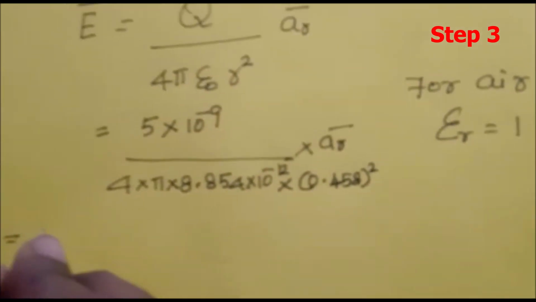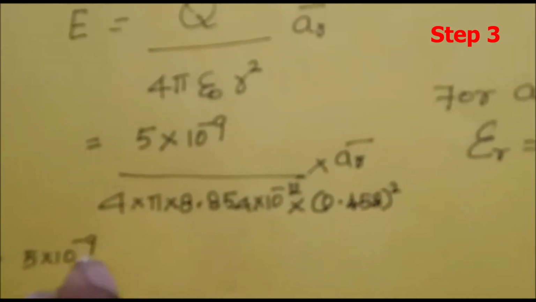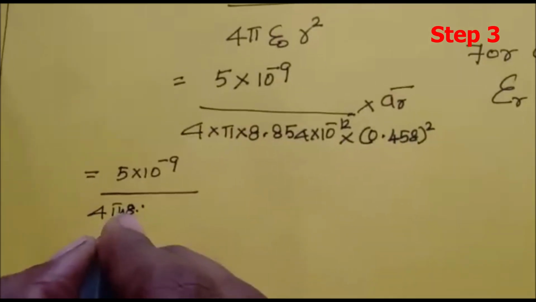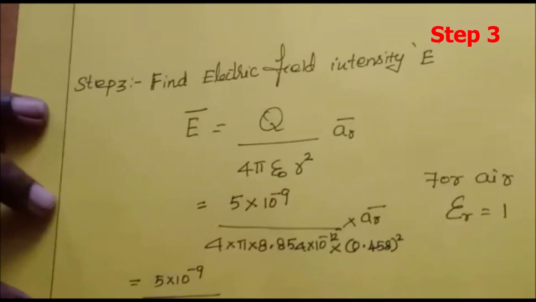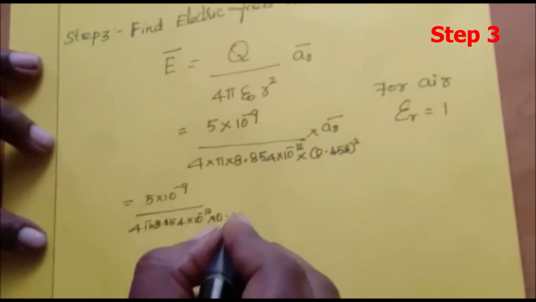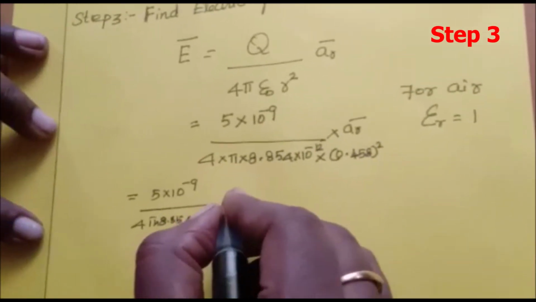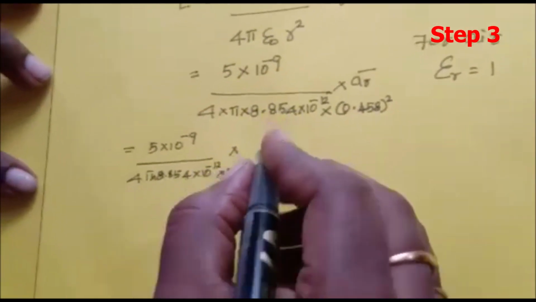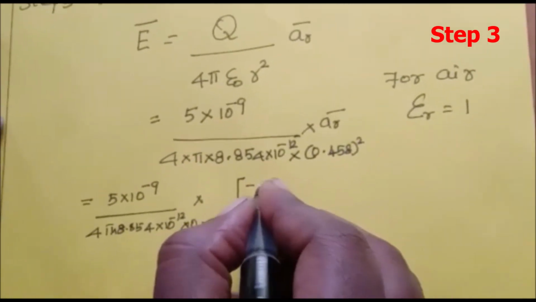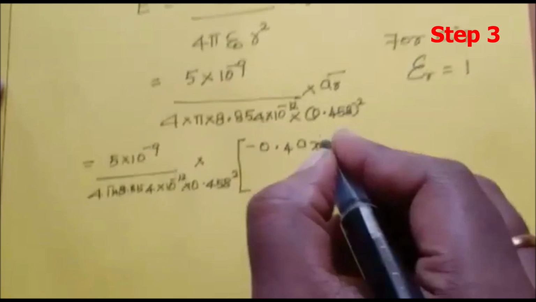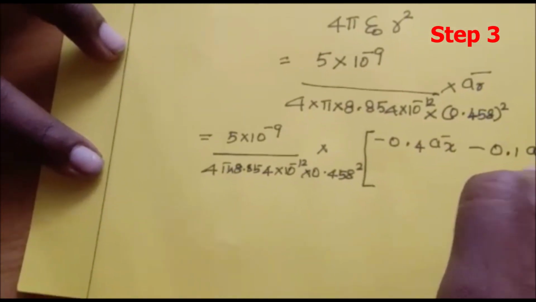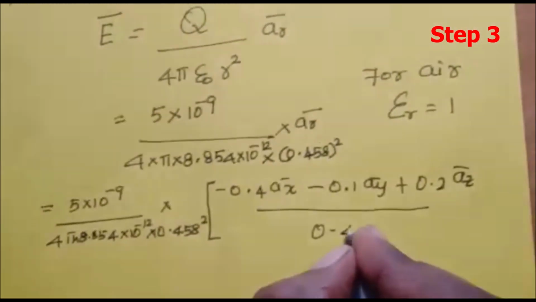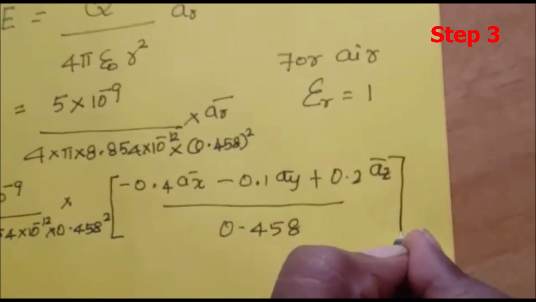Now we are substituting: 5 into 10 power minus 9 divided by 4 pi, 8.854 into 10 power minus 12, into 0.458 squared, into AR. Now we substitute AR from the previous step, whose value is minus 0.4 AX minus 0.1 AY plus 0.2 AZ divided by 0.458. This is the value for your unit vector.